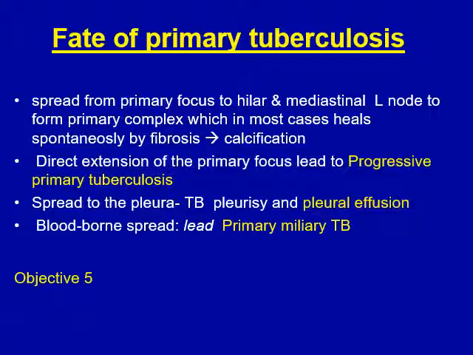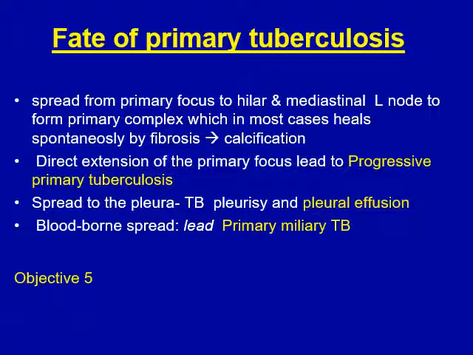It spreads from the primary focus to the hilar lymph node to form the primary complex, which in most cases heals spontaneously by fibrosis and calcification. As I mentioned, when the primary lesion occurs in the upper lobe of the lung, it leads to an enlarged regional lymph node, which is called the Ghon complex, and this usually heals either spontaneously or by treatment and becomes calcified also.